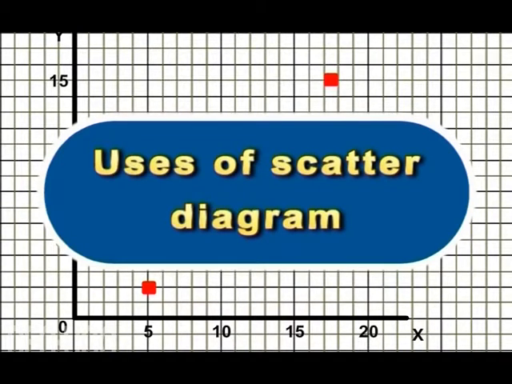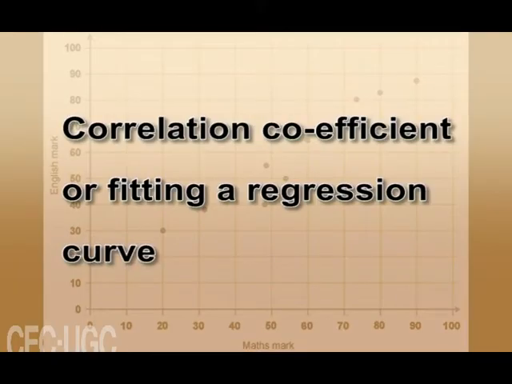Next, we are moving to the uses of the scatter diagram. What uses are there for a scatter diagram? The scatter plot provides a graphical display of the relationship between two variables. It is useful in the early stage of analysis, when exploring data before actually calculating a correlation coefficient or fitting a regression curve. For example, a scatter diagram can help to determine whether a linear regression model is appropriate or not.